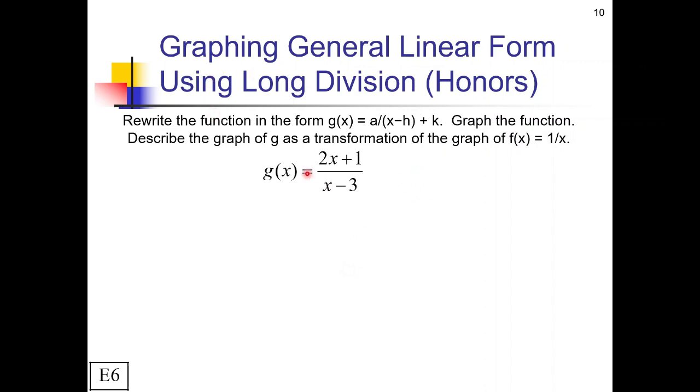So for the first of our 2 honors parts of this lesson, we're going to be rewriting the function that we just gave you in example 5 in a different form, the form a over x minus h plus k, which is essentially transformation form, and then graph it and describe it as a transformation. So the whole trick behind this, it turns out, is to just use long division to change the form.